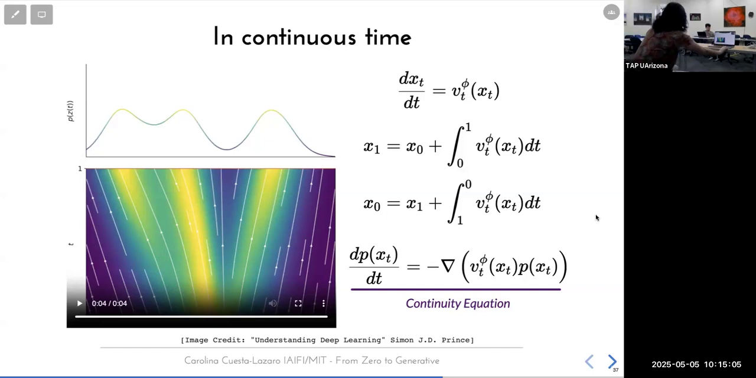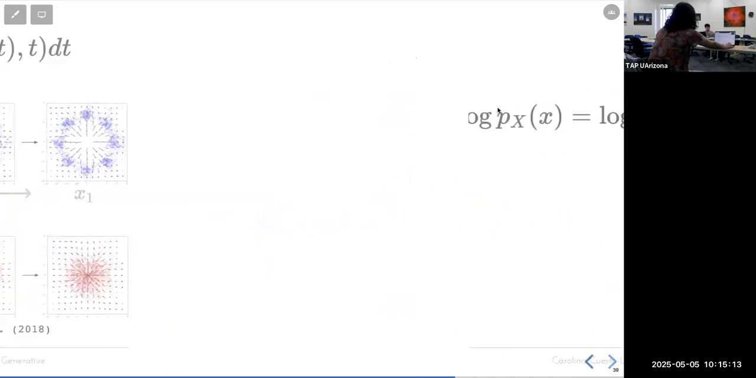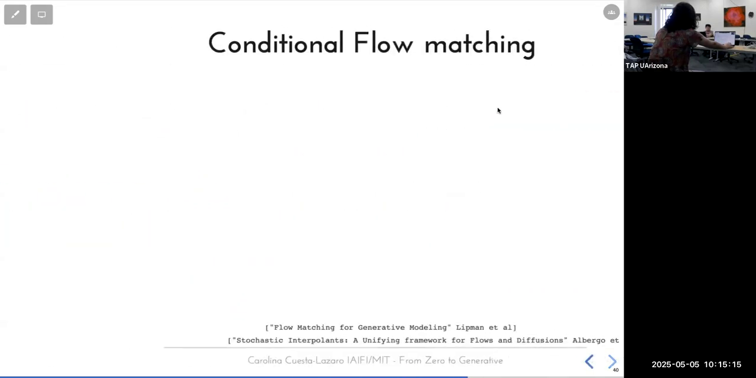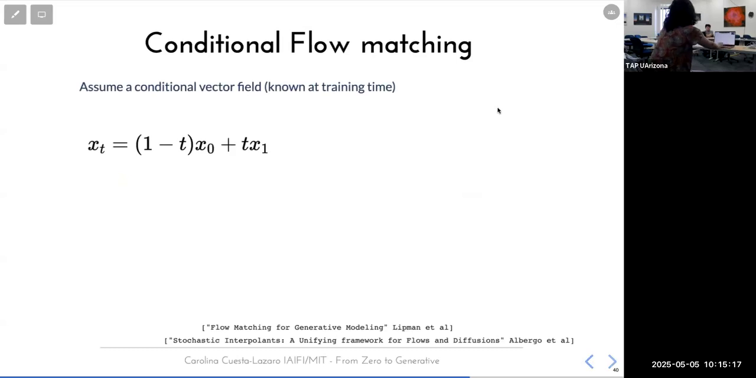So that's why our loss is not going to be maximum likelihood. Our loss is going to be to regress the velocity field. So we're going to assume we know the path. Okay, this is continuous time normalizing flows. This is expensive. So what we're going to do is assume that there is an interpolant between our base distribution and our data distribution. And this could be anything. We pick linear because it's simpler, right? But you could pick anything.